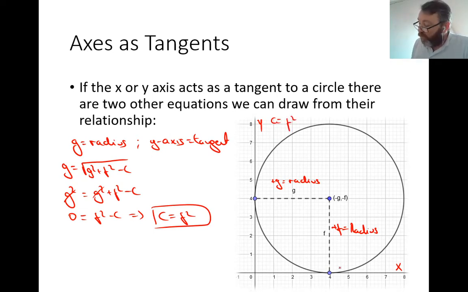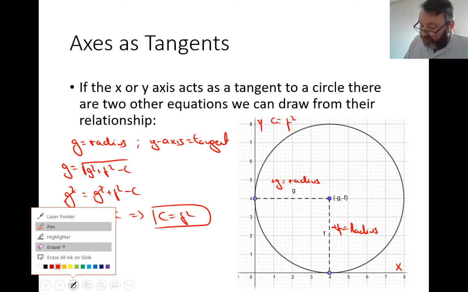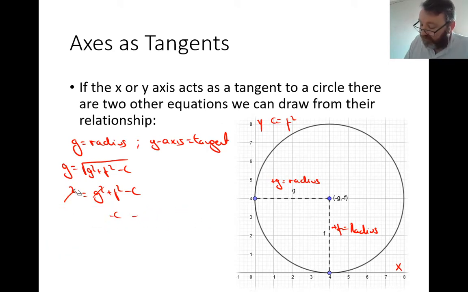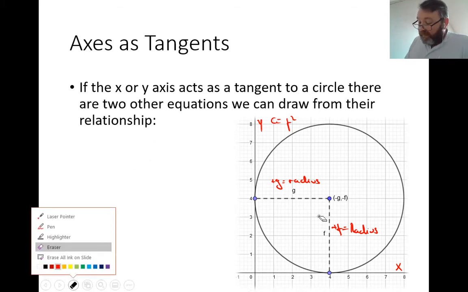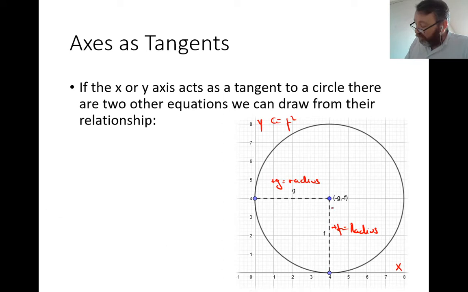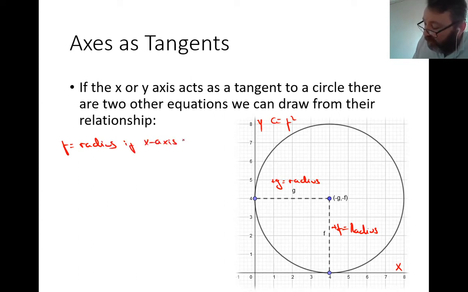Now what about the x-axis? Let's do the same thing again, but this time for the x-axis. I'll make the x-axis a tangent. If the x-axis is a tangent, then f is going to be the radius. So f is equal to the radius if the x-axis is a tangent.